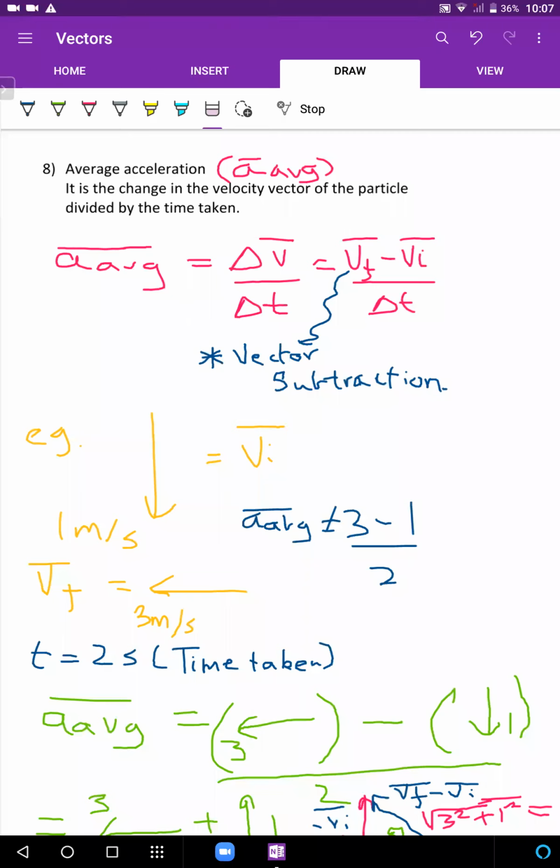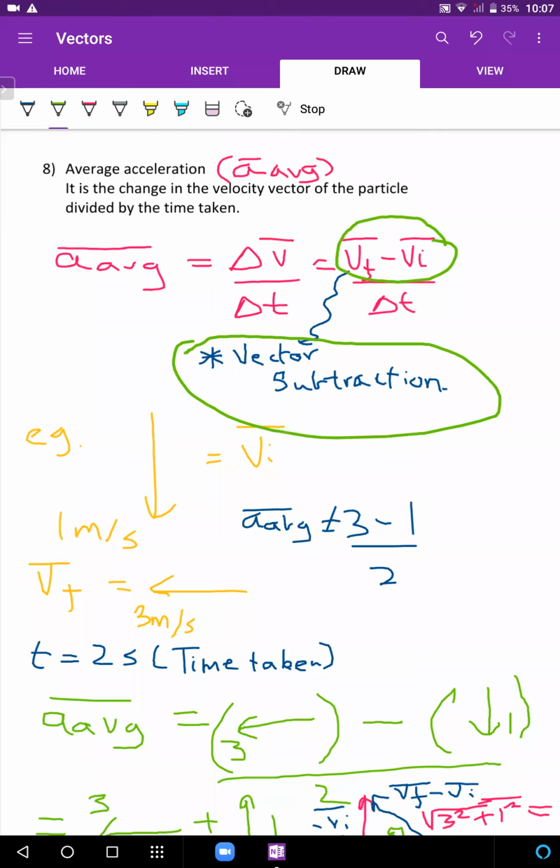All right, the numerator is more interesting. The numerator, delta v, मतलब final velocity minus initial velocity. इसमें interesting चीज क्या है? This is not an ordinary subtraction. This is a vector subtraction. This is where vectors come in. This is where you have to be careful. This is a vector subtraction. तो एक example अगर मैं दिखा देता हूँ.